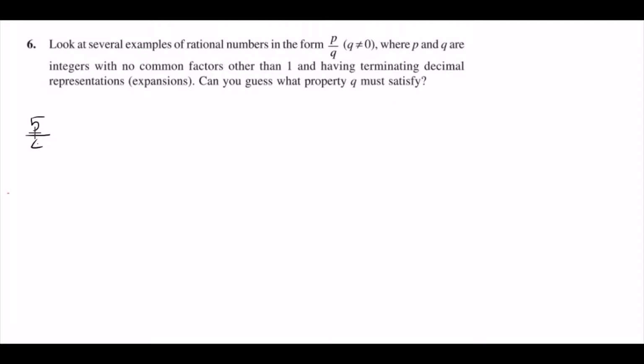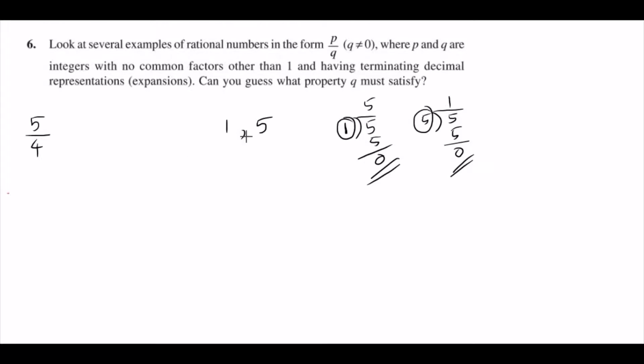5 by 4. Here 5 has the factor 1 and 5 because 1 goes in 5 times. So the remainder is 0. Whenever you get the remainder as 0, you can say this 1 is the factor of 5. Similar way, when you take 5 goes once, 5. So the remainder is 0. So here 5 is a factor of 5 and 1 is a factor of 5. So 1 and 5 are the only factors of 5.